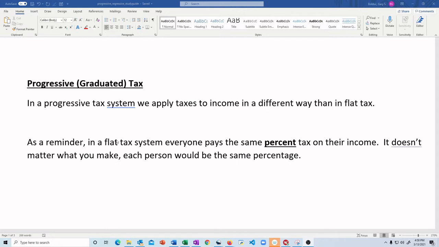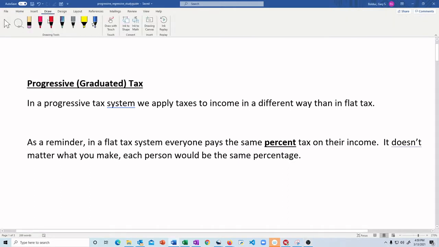Just to remember, if you have a flat tax system, like a flat income tax in some states, then everybody pays the same percentage on their income. It doesn't matter if you make $10,000, $100,000, or $1 million. Every person pays 10%, if that's the example, or whatever percent the state has. If you make $1 million, you pay more because 10% of $1 million is more than 10% of 100,000 or 10% of 10,000. But everyone pays the same percent, okay?